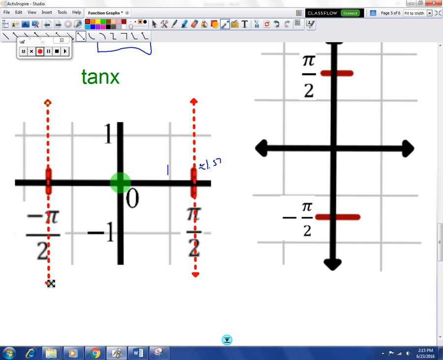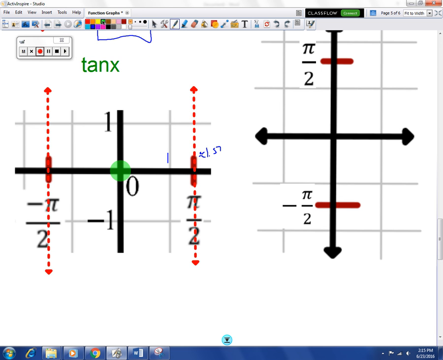So what's going to happen? If I blow this up, a regular tangent sweeps up like that, gets close to the asymptote but never touches, and it sweeps down here. Let me do a little miniature t-chart for that.